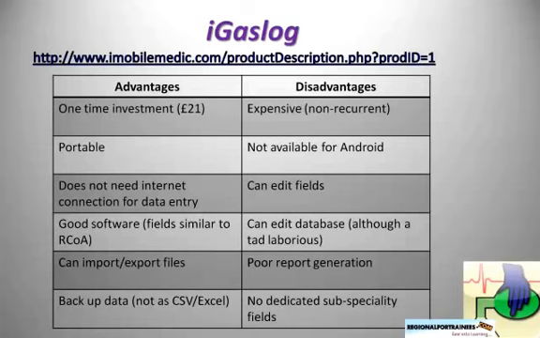And you can send the data as an email to yourself, to your Gmail account, or whatever account you want to put it. However, the limitation is you cannot back up the data as an Excel or a CSV file. So that can be slightly tricky. Other problems being it is not available for Android. You can edit only certain subfields, not all of them. You can edit the database, but it's slightly tricky.